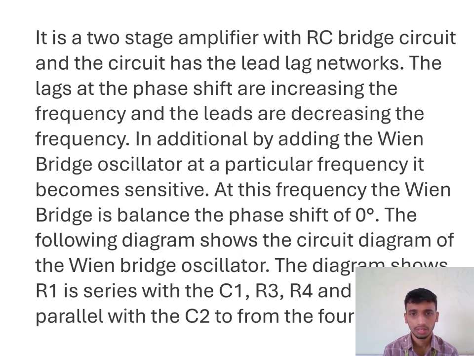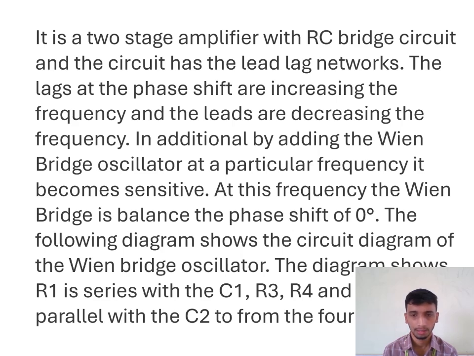This phase shift of the oscillator is from 180 or 0 degrees. It is a two-stage amplifier with an RC bridge circuit, and the circuit has lead lag networks. The lag at the phase shift is increasing the frequency, and leads are decreasing the frequency. In addition, by adding the Wien Bridge oscillator at a particular frequency, it becomes sensitive. At this frequency, the Wien Bridge is balanced with phase shift of 0 degrees.